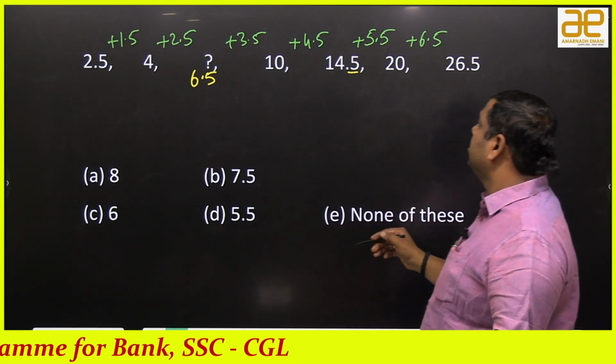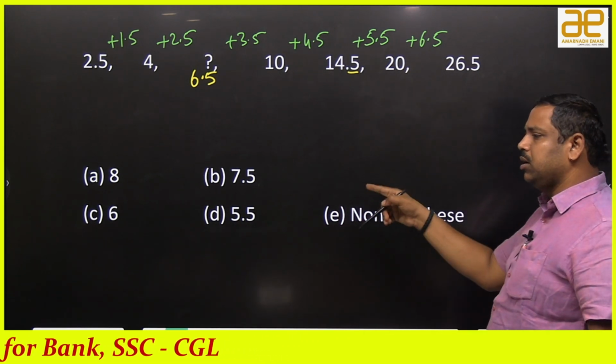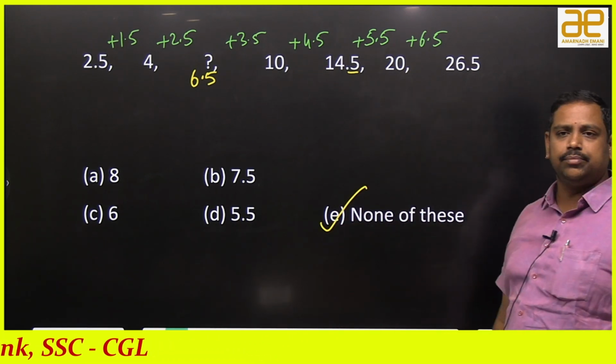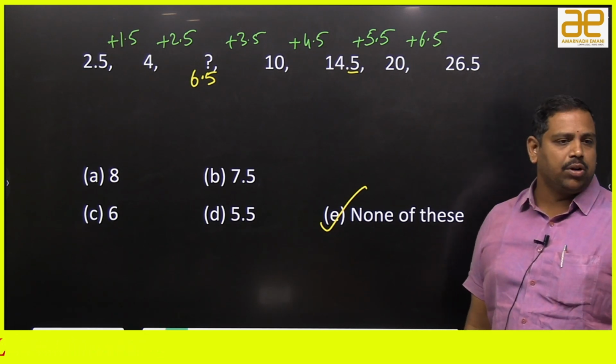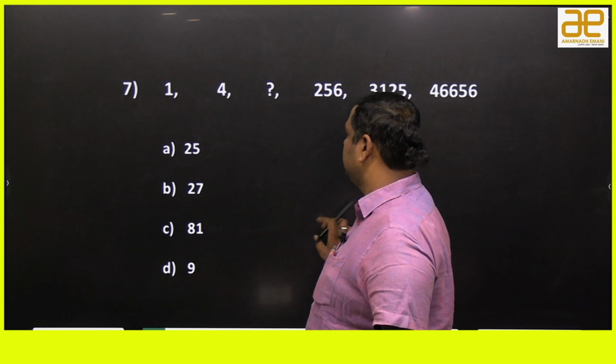So what's my answer? 6.5. Do you have that option? So it is none of these. Getting the answer is not so important. How we get the logic is important. How do we derive the logic?